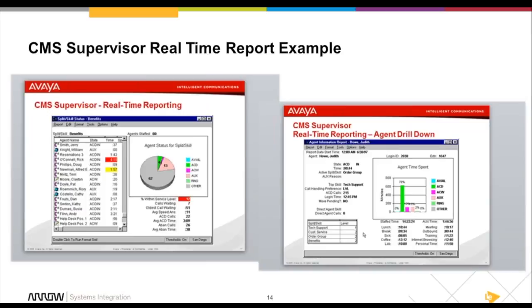At any time, you can double-click on any of the names, and a new window will come up. We look on the right-hand side where we see an agent, and it will give all the information for this agent within this half hour or hour that we are doing this real-time report.